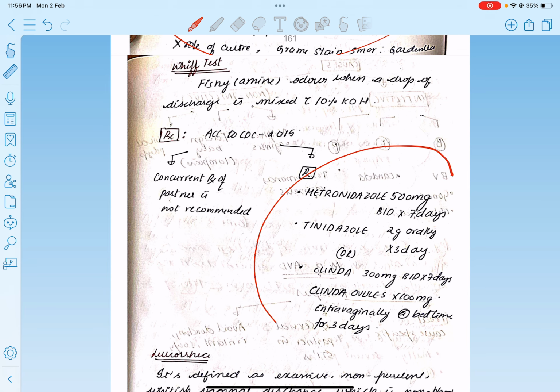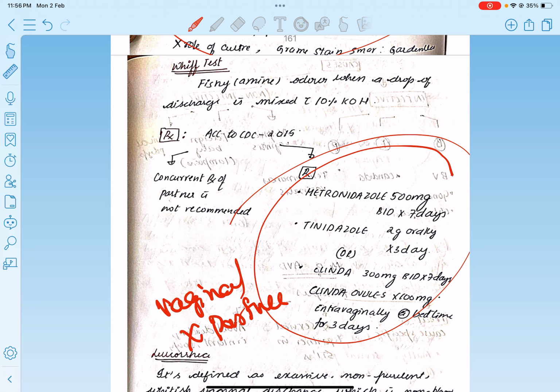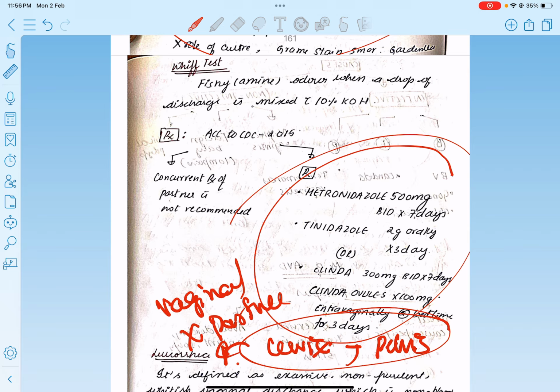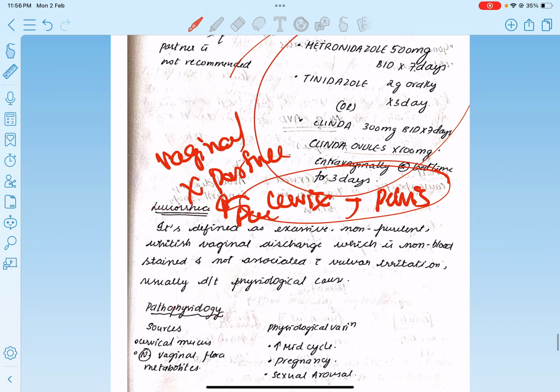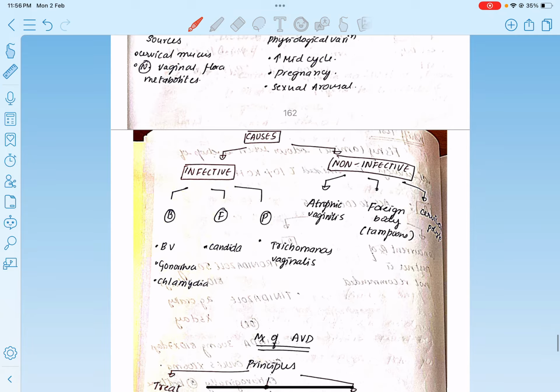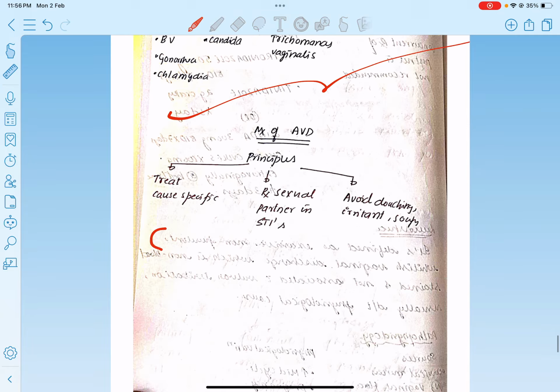Okay, again here, for any vaginal infection you need not do partner treatment, but if it's involving the cervix or the pelvis, then you need to do partner treatment. Again, leukorrhea is a physiological thing, so that is one important thing which you need to know. Then again, these are the causes, then how do you manage?